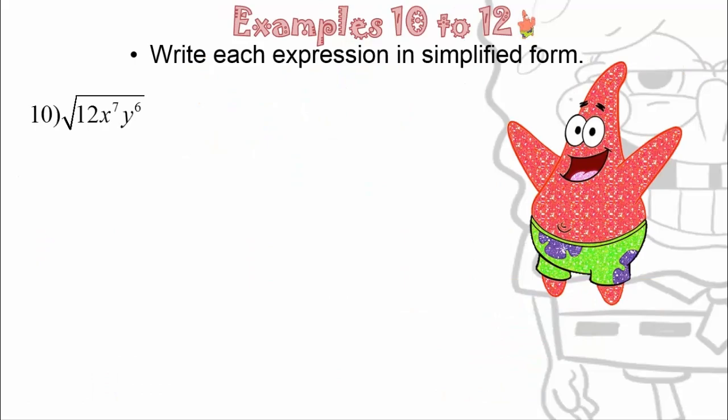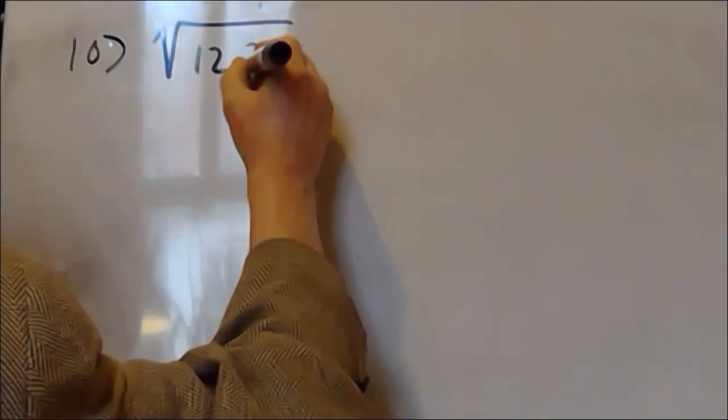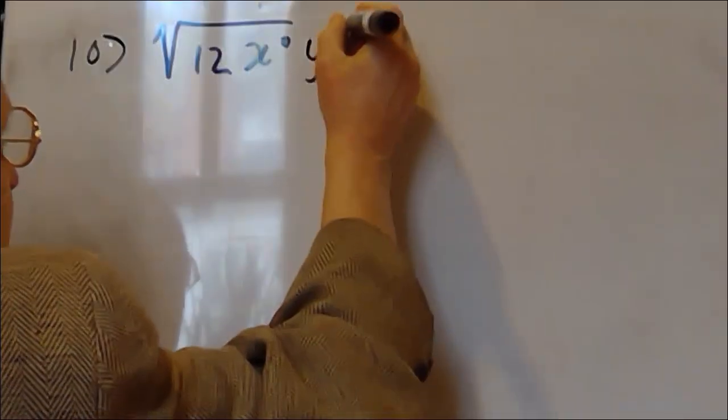In example number 10, we're asked to write the square root of 12 x to the 7th y to the 6th in simplified form. So let us go over to the whiteboard and work this one out. So let's look at example number 10. And that's going to be the square root of 12 x to the 7 y to the 6.